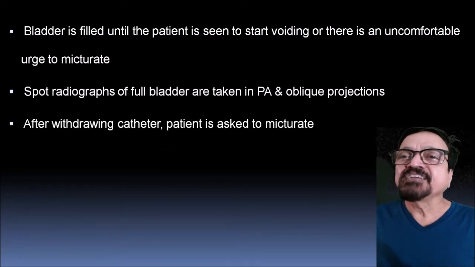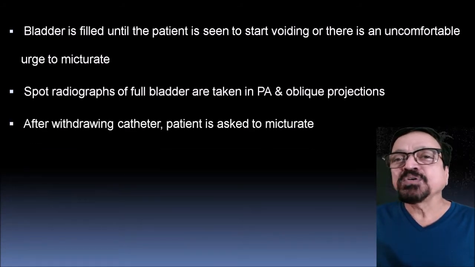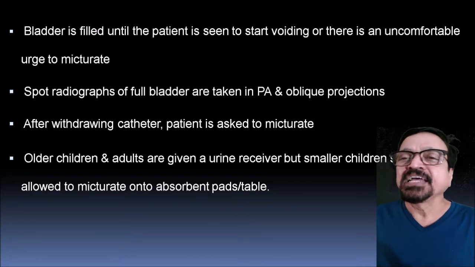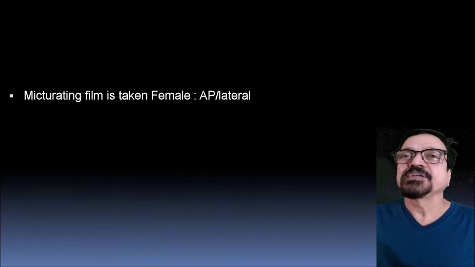Then after withdrawing the catheter, the patient is asked to micturate. Older children and adults are given a urine receiver, but smaller children should be allowed to micturate into absorbent pads or onto the table. We prefer that a kidney tray is given, but most of the time it is not of any use.